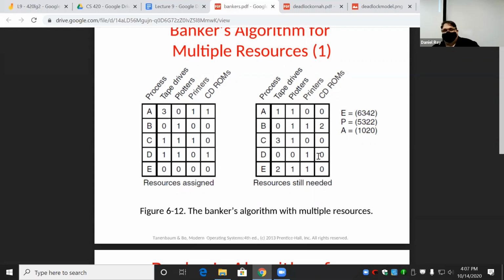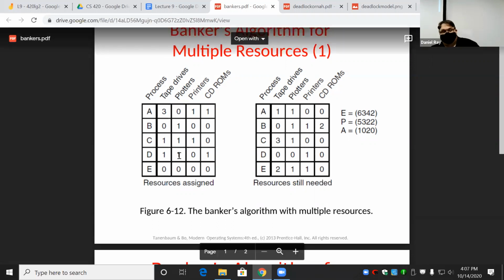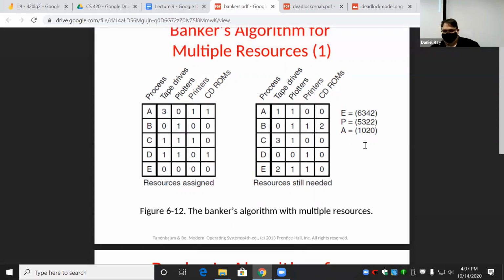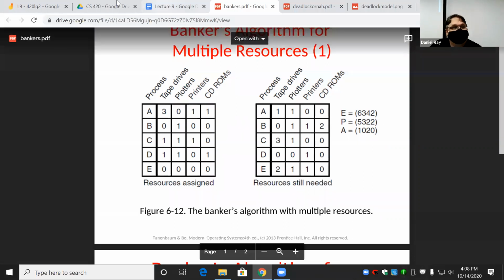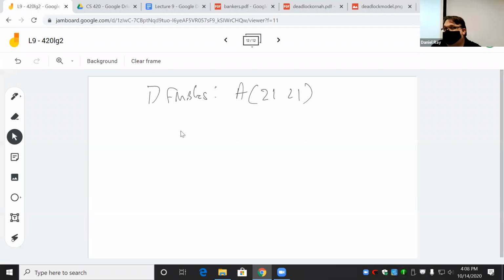Let it finish. And then it gives us back 1, 1, 0, 1. And we add that to A. Okay? So the new value of A after D finishes, the new A is 2, 1, 2, 1. Okay? Does that make sense? How I got that?